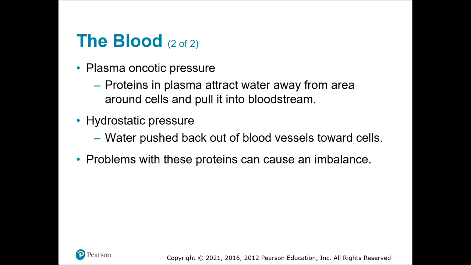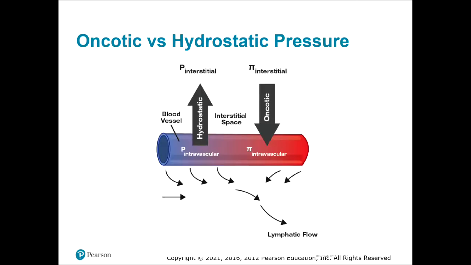So hydrostatic pressure is the opposite, when water is pushed from our blood vessels back into our cells. Problems with these proteins can cause an imbalance. So too high or too low of a concentration of proteins will shift that water. This is basically what the two look like. So hydrostatic is going from our vessels out to our interstitial spaces, and oncotic is from our interstitial spaces back into our blood vessels.